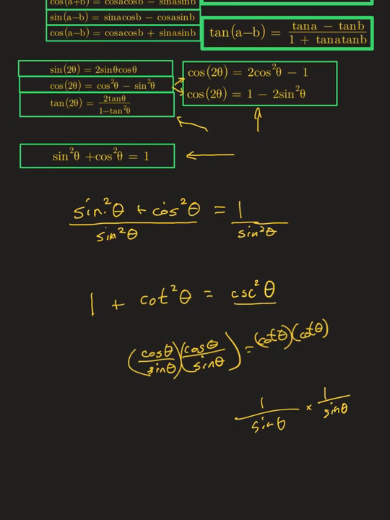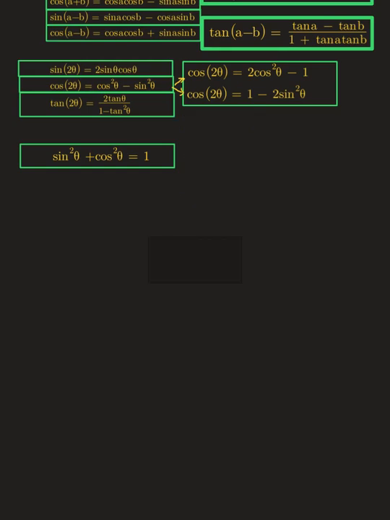So if you ever have cosecant squared theta, you could always replace it with 1 plus cotangent squared theta. Right? Those are equivalent as well. So we could add to our bag of tricks: 1 plus cotangent squared x is equal to cosecant squared x.